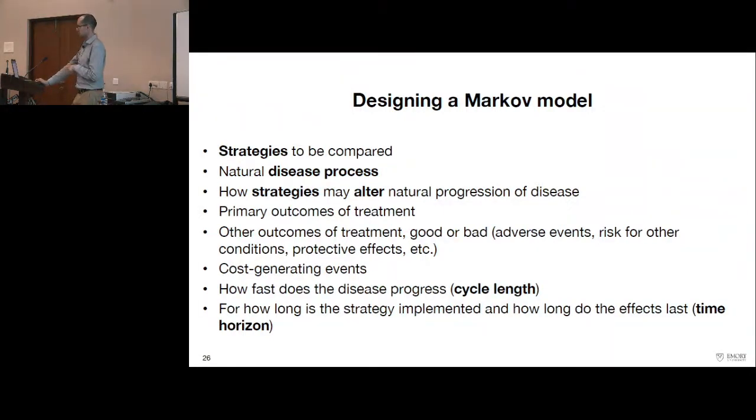How fast the disease progresses dictates the cycle length. And ultimately, how long is the strategy implemented and how long the effects can last. There are some strategies that can have only immediate effect and they fade out within 2 years. So there's no need to do a lifelong type of analysis. But if the new drug or new surgery, if this intervention has an effect that can affect the patient's entire life, then a lifelong time horizon makes sense.